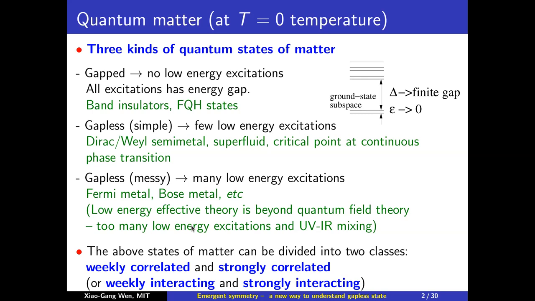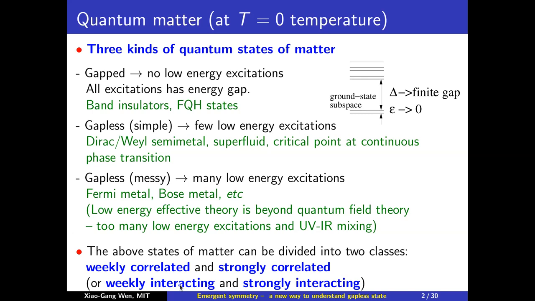And that also means that the low energy effective theory describing this Fermi surface can actually be very strange. I almost want to say that it is beyond quantum field theory. In a sense, if you really want to use quantum field theory to describe a Fermi liquid, you may need a field theory with an infinite number of fields. And so something really is strange. So we call that messy. And certainly these three classes of quantum matter can also be divided into two parts. One is weakly correlated or weakly interacting. Another is strongly correlated or strongly interacting.